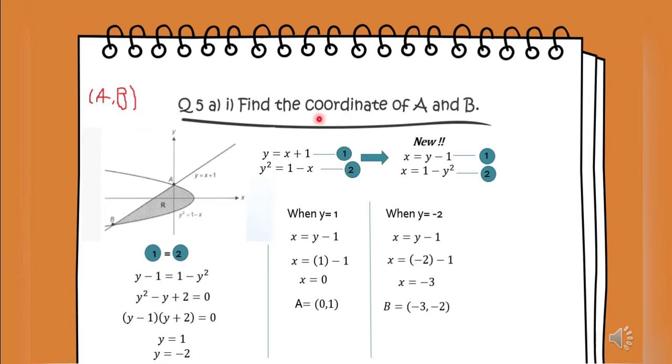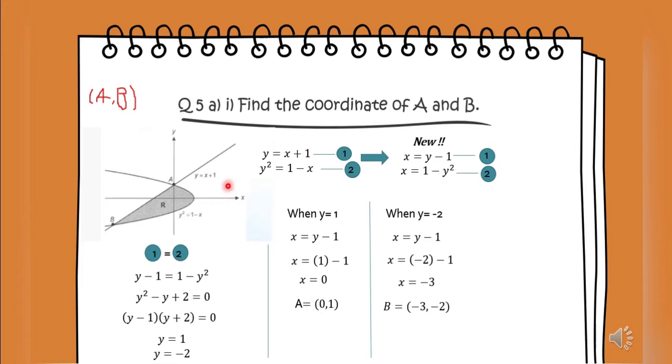Do you know what a coordinate is? A coordinate is the position of a point on line X and Y. For example, in brackets (A, B), A is the point on line X and B is the point on line Y. As you can see, there are two equations in this diagram, which are y equal to x plus 1 and y squared equal to 1 minus x.